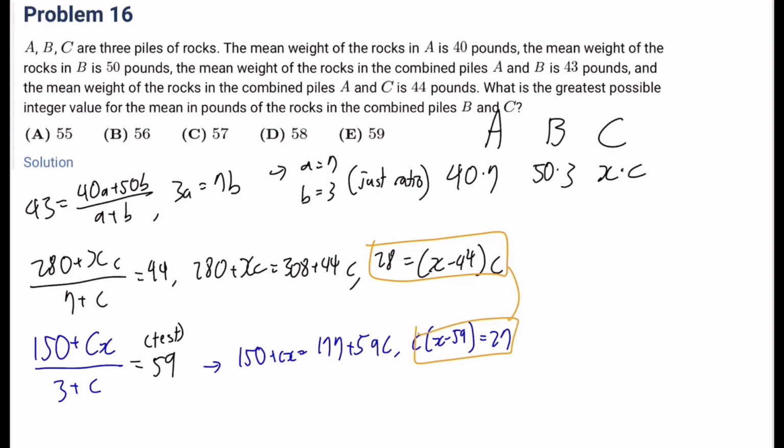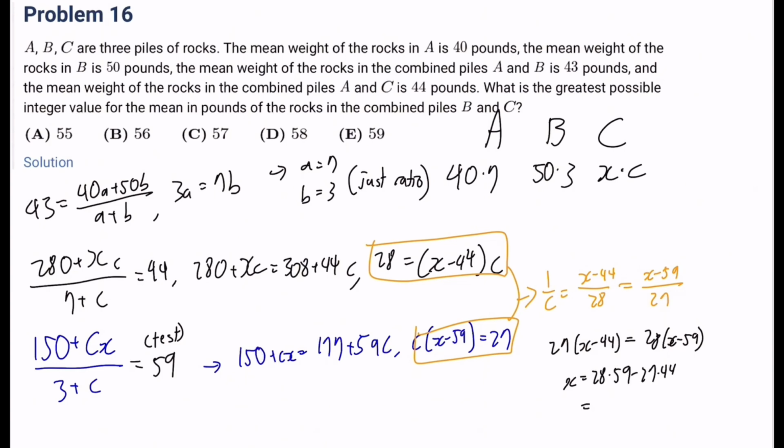So if we get those two together, that gives us that 1 over C is equal to X minus 44 over 28, also equal to X minus 59 over 27. So if we cross multiply, then 27 times X minus 44 equals 28 times X minus 59. So X equals 28 times 59 minus 27 times 44. So this is going to give us 1652 minus 1188. That is 464. So this is X. And if 464 equals X, that means C must equal 1 over 15.